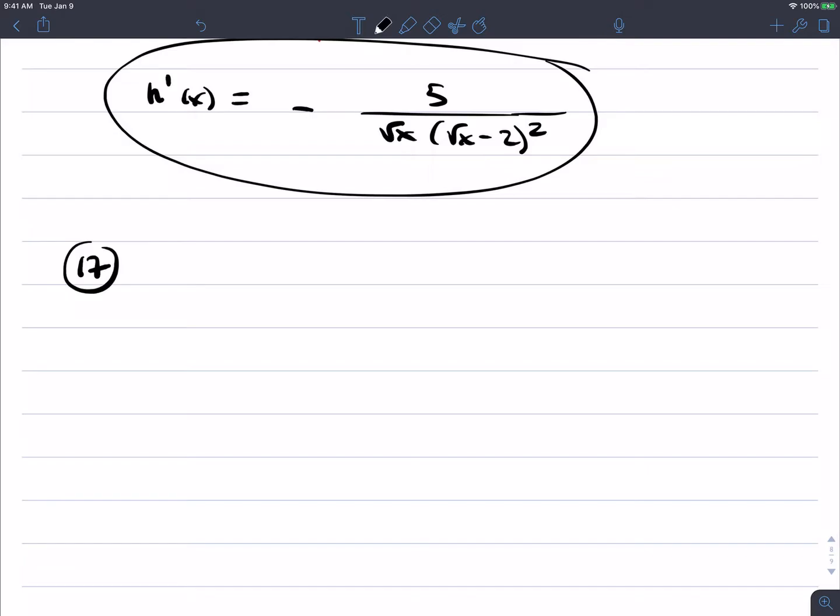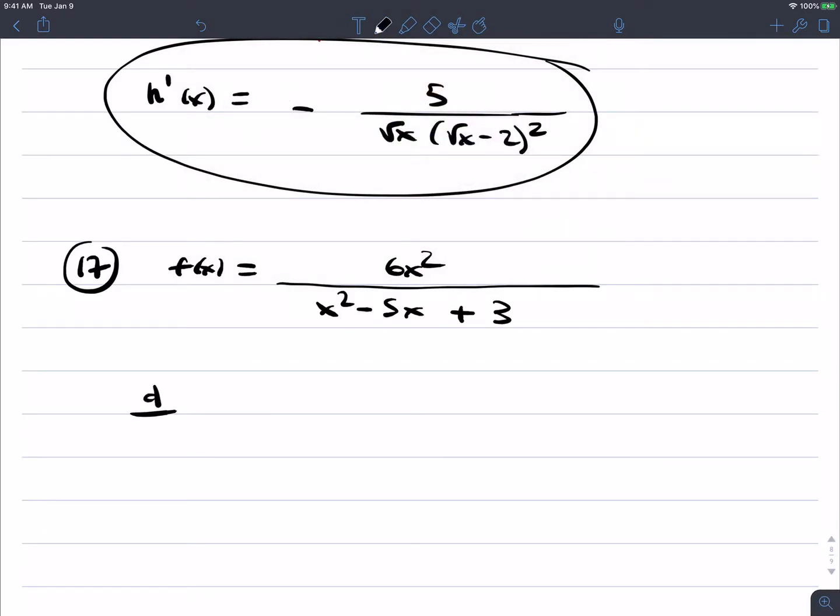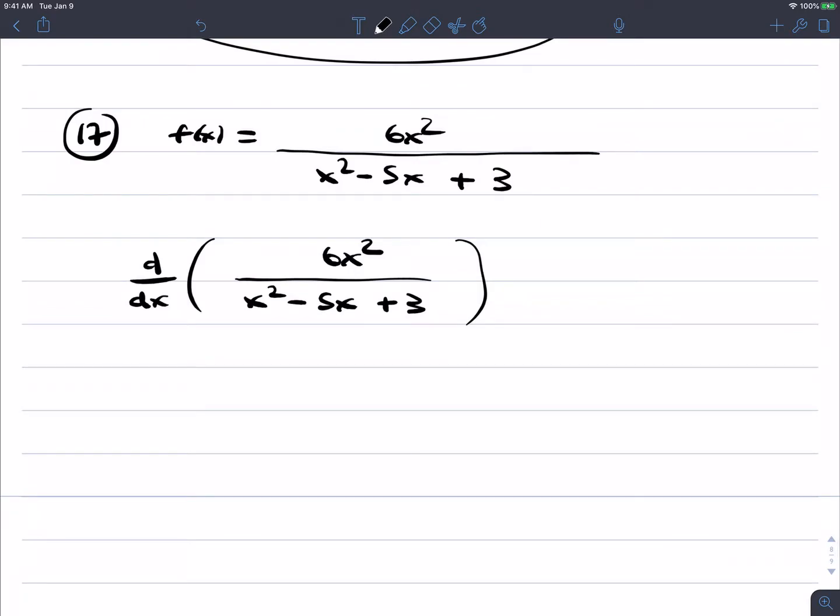Number 17. F of x is 6x squared over x squared minus 5x plus 3. So, using operator notation, d dx of 6x squared over x squared minus 5x plus 3, here's your f, here's your g.